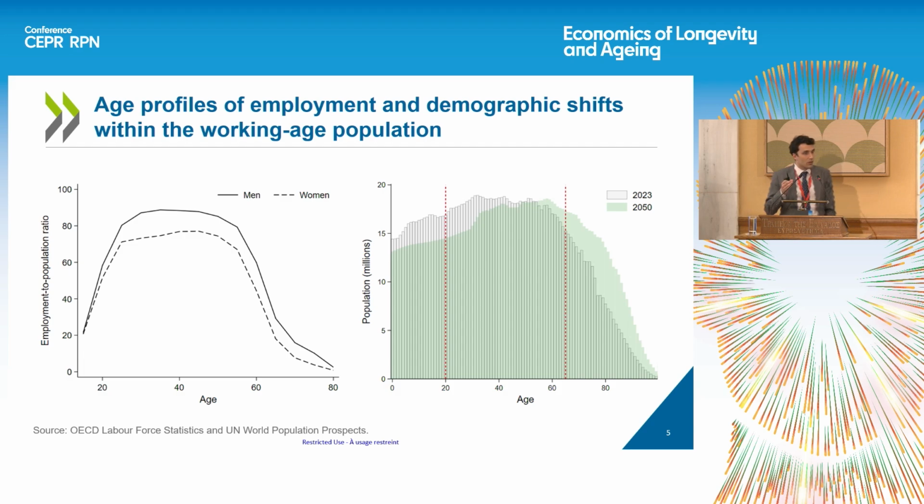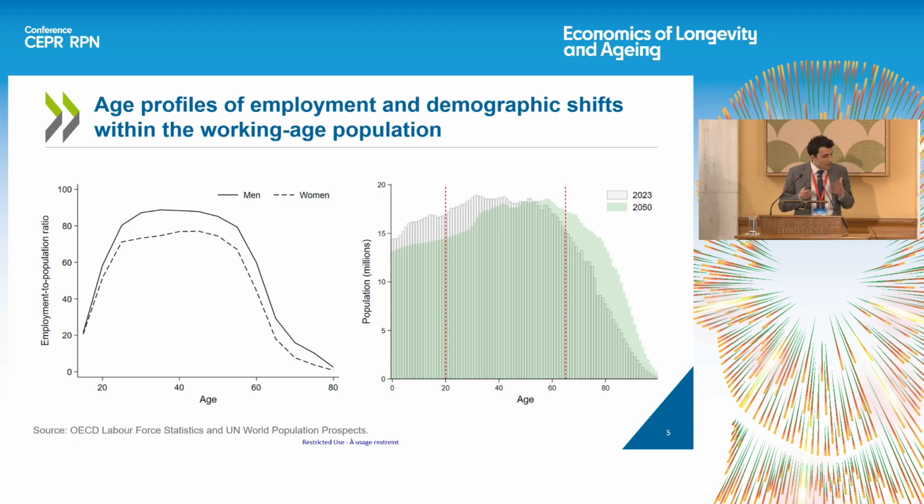Another disadvantage of looking purely at old age dependency ratios is that we miss a lot of interesting demographic trends within the working age population. So here I'm plotting again the OECD-wide population age distribution at two different points in time, 2023 and 2050. What you can see is that not only will we see a growing share of people above 65, we will also see an aging of the working age population. And these two phenomena together could, of course, imply some effects on GDP per capita.